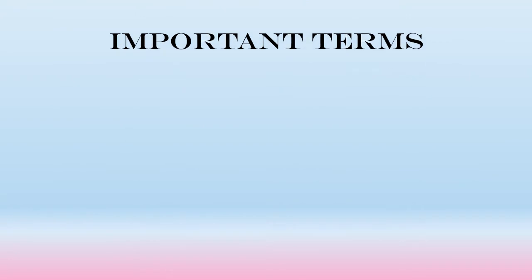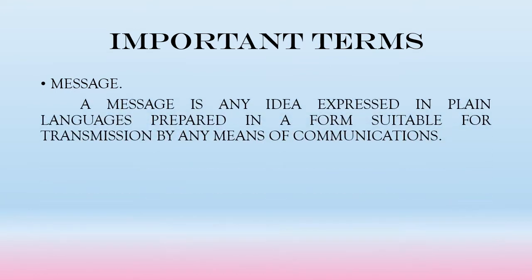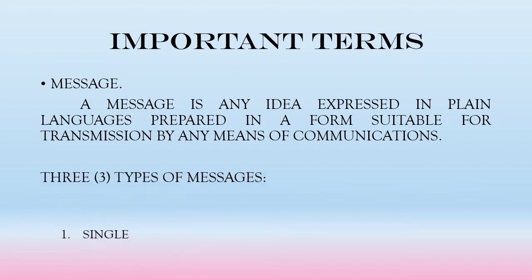So we have important terms to consider. First is the message. So what is a message? A message is any idea expressed in plain language, prepared in a form suitable for transmission by any means of communication. Message, in short, is a communication in writing or in speech or by signals. Okay? There are three types of messages. First is the single, second is book, and third is multiple.